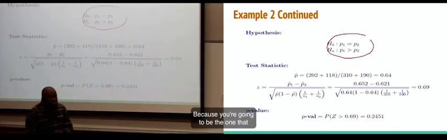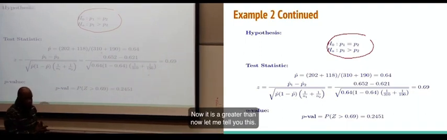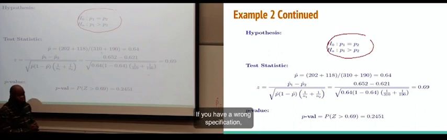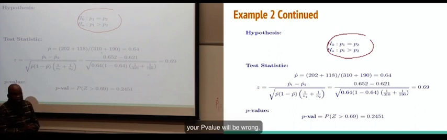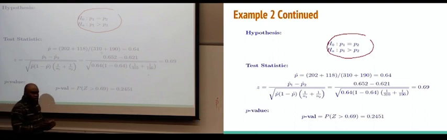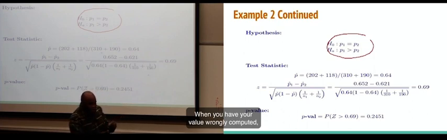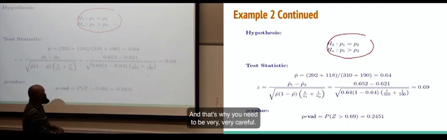Because you're going to be the one that will figure out that specification from the question. Now it's a greater than. Let me tell you this. If you have a wrong specification, your p-value will be wrong, because you need the sign in the alternative to be able to get a correct p-value. And when you have your p-value wrongly computed, you will take a wrong decision. Does that make sense? That's why you need to be very, very careful.